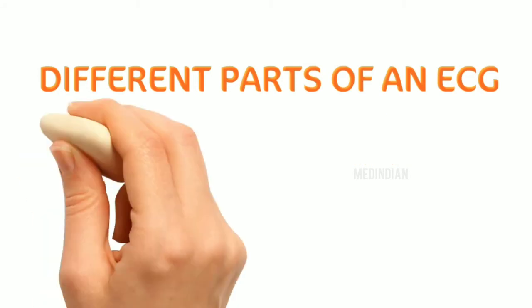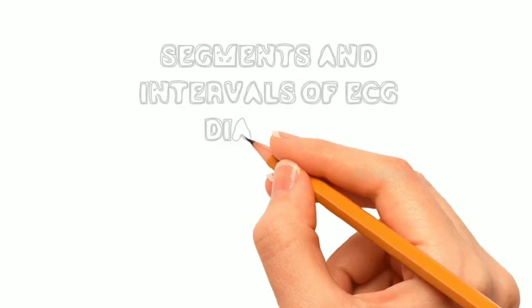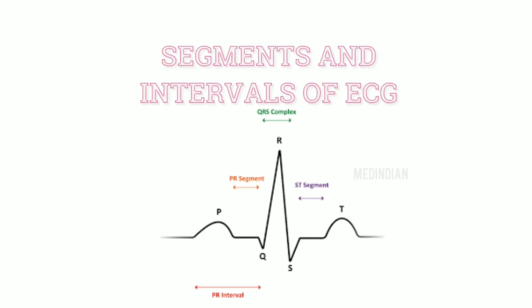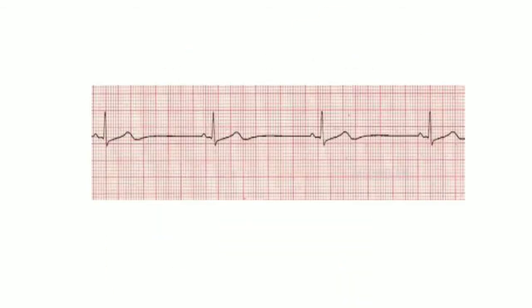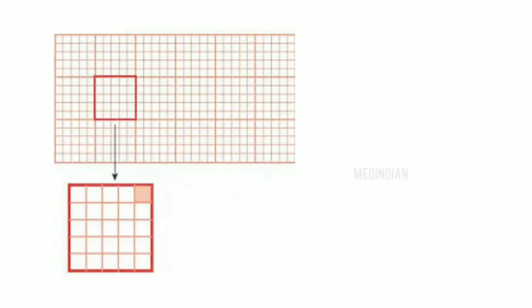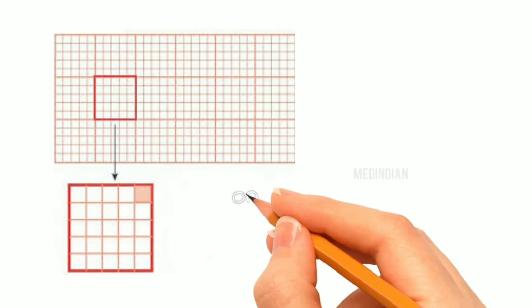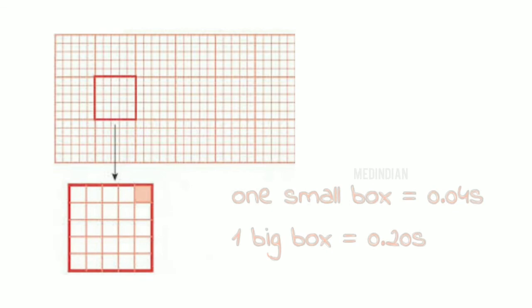Now let's move on to the segments and intervals of an ECG diagram. We have five of them, which are the PR interval, PR segment, QRS complex, ST segment, and the QT interval. Among them, the PR interval and the QRS complex are usually used for easy interpretation of ECG. So we have a typical ECG strip here. In an ECG strip, we have a big box with 5 small boxes in it. Each small box is 0.04 seconds, and therefore one big box is 0.20 seconds.